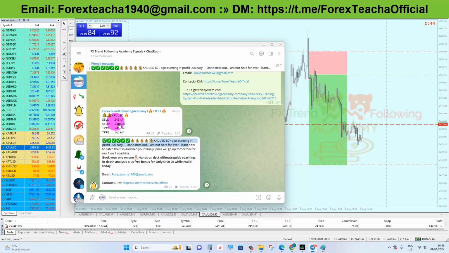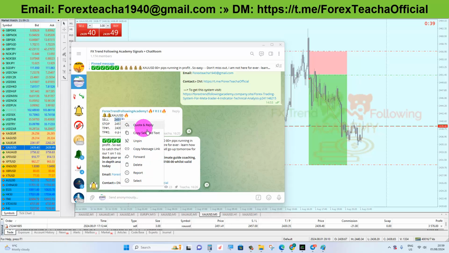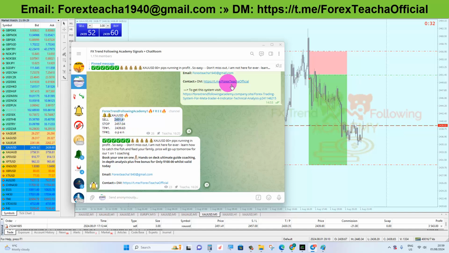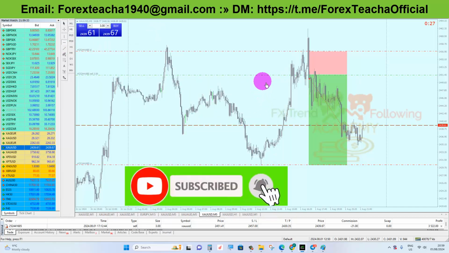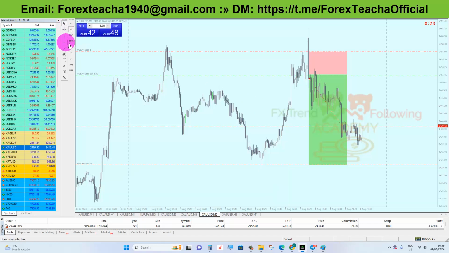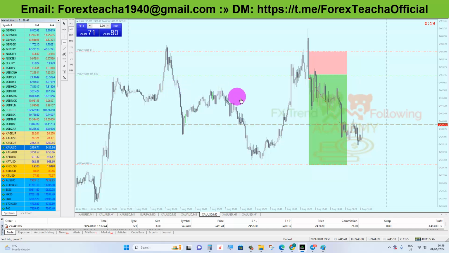So this is the signal that we send in our Telegram channel, right? This was a sell XAU USD. So XAU USD is actually a symbol for gold USD. So it was a sell. If you go to our chart, I can show you the entry before I go on to post in our. Let me just draw a line.